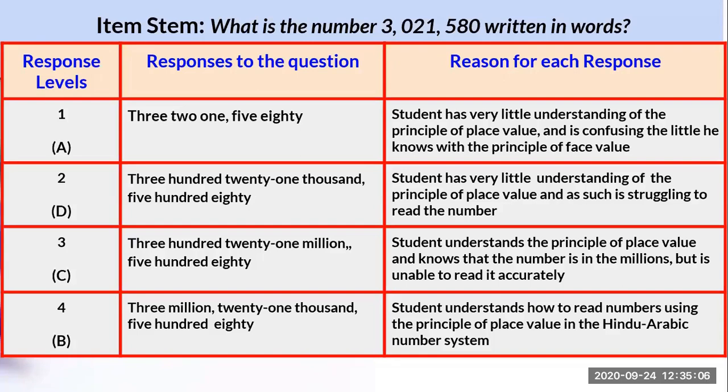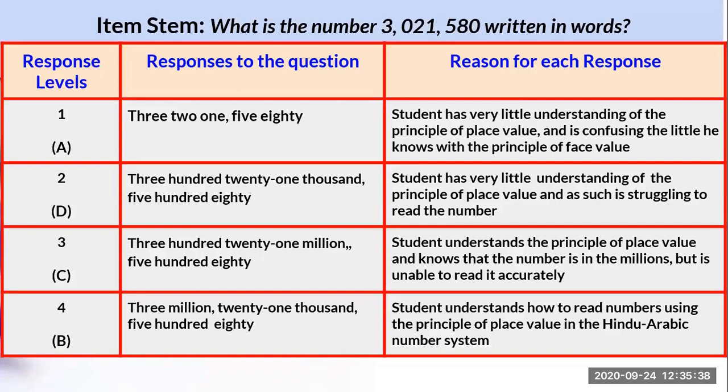At level 2, just as Mrs. Taylor had said before, the student has very little understanding of the principle of place value, and as such is struggling to read the number. But the difference now with the level 3 is that we see that the student knows that the number is in the millions, but that child is really unable to read it accurately. So, you know, just a little intervention and that child should be good to go if we continue to be persistent in how we assist this child.